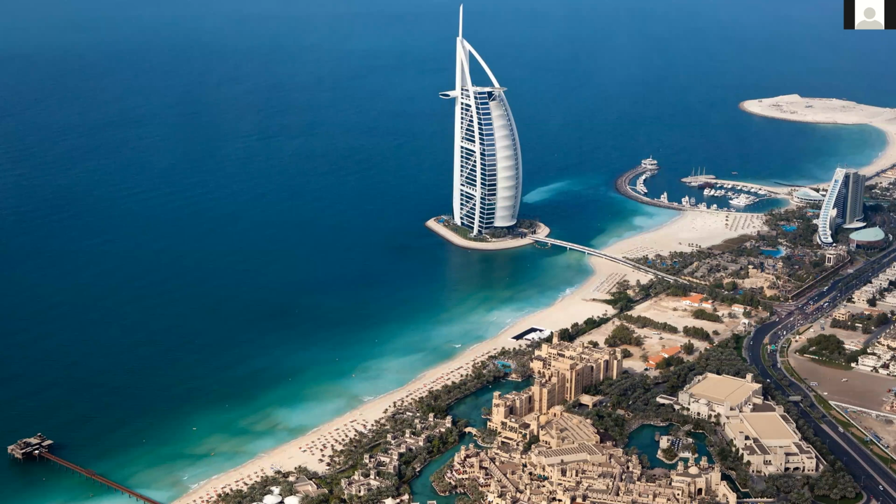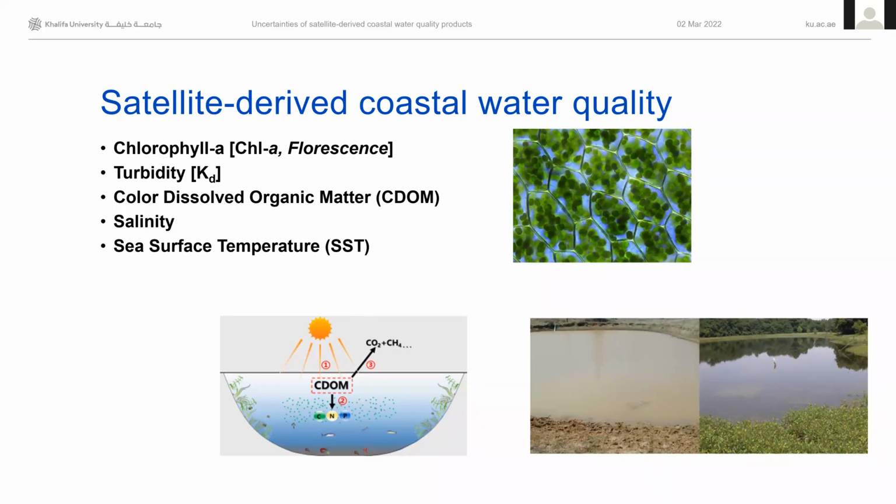If we think about the quality of the coastal water, we can think about different parameters. There are different satellite-derived coastal water quality parameters that we can look at and monitor to maintain the quality of the water. Among the long list of water quality parameters, I'm listing here the 5 most commonly monitored parameters based on remote sensing and satellites.